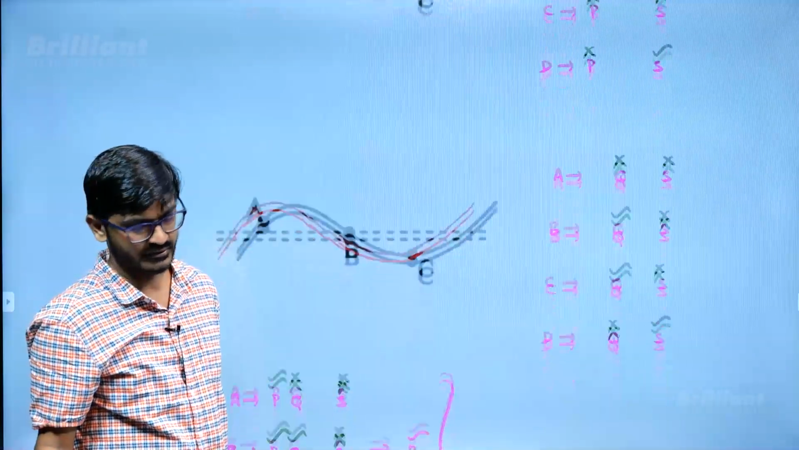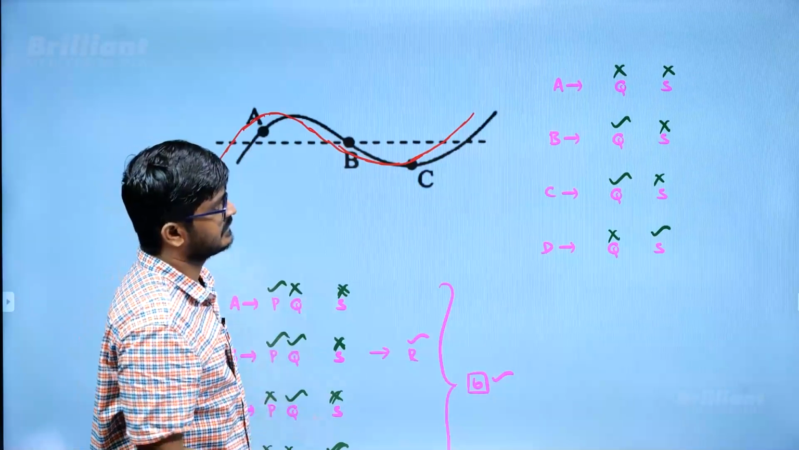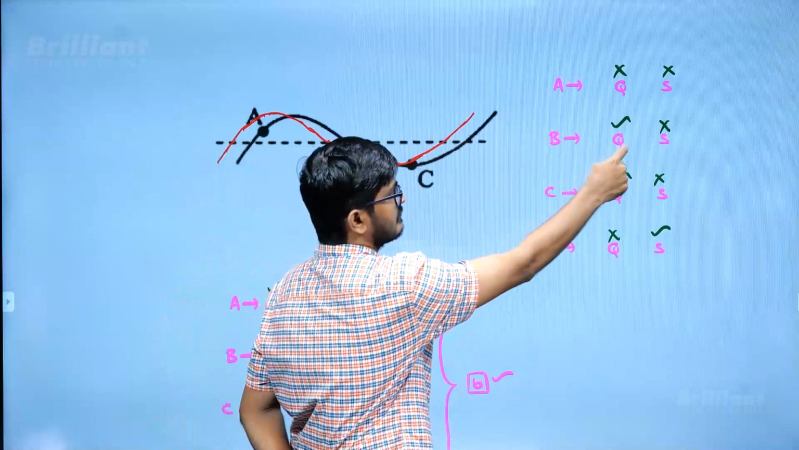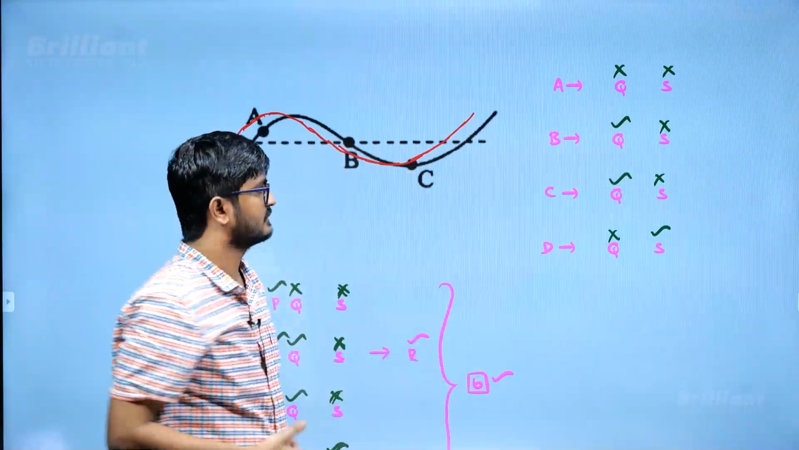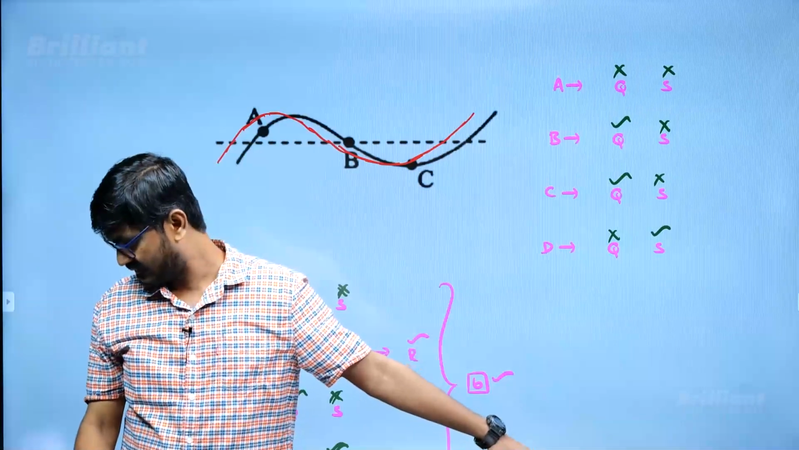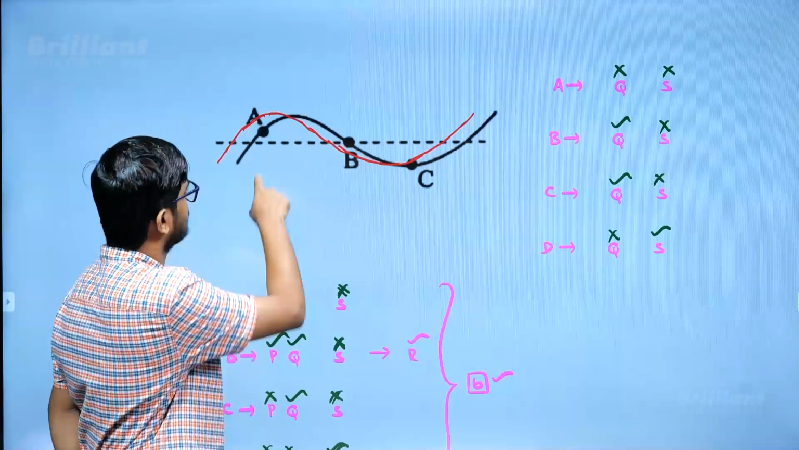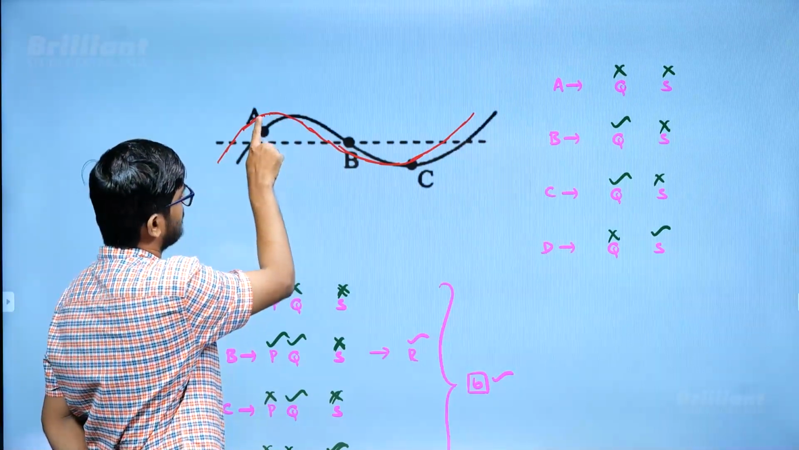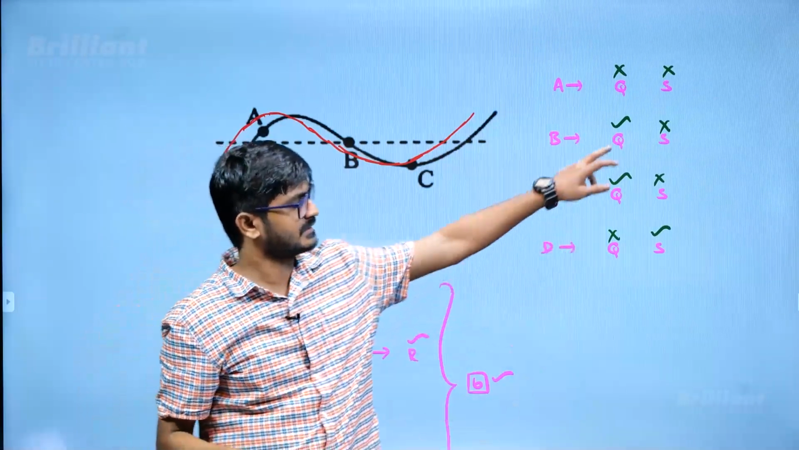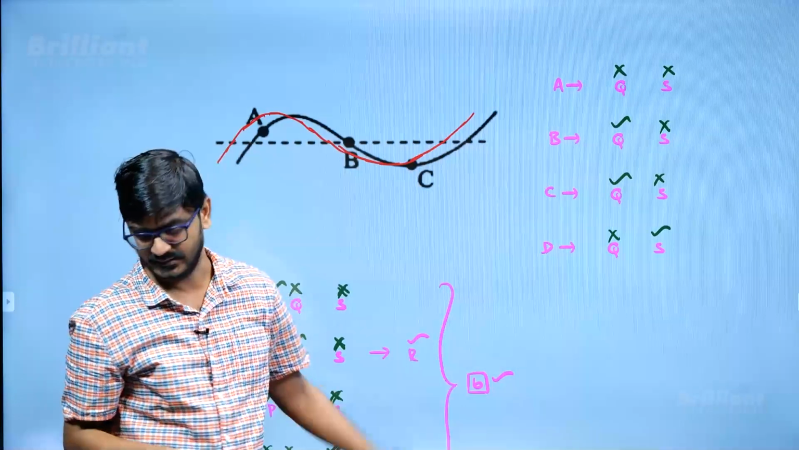Now if the wave is moving towards the left, then A is going in the upward direction, B is going in the downward direction, and what about C? Speed of C is 0 anyway. But what about the acceleration? Acceleration of A is in the upward direction. It is displaced in the upward direction, so acceleration will be in the downward direction. Acceleration of A is in the downward direction. Velocity of B is in the downward direction.